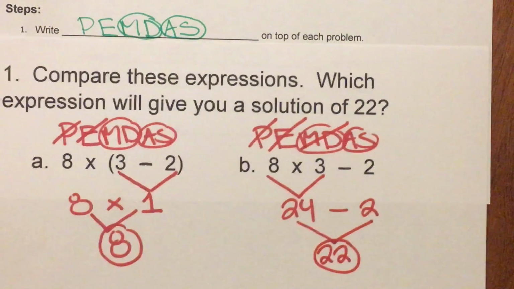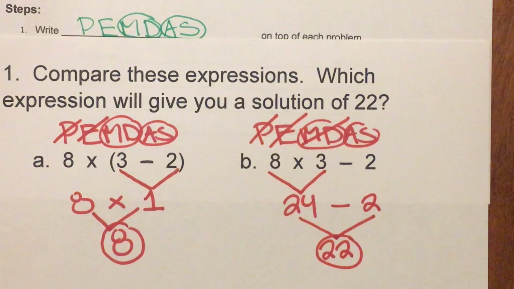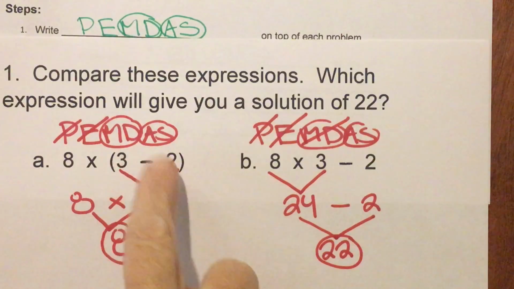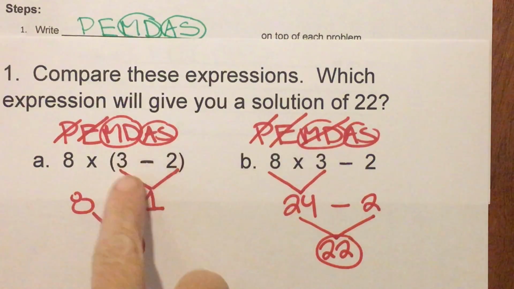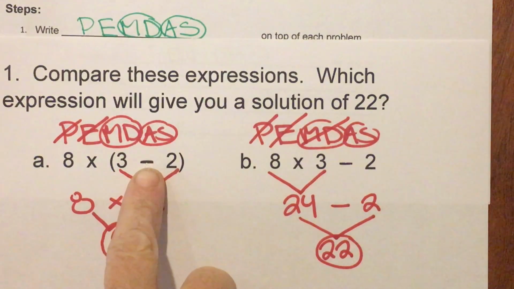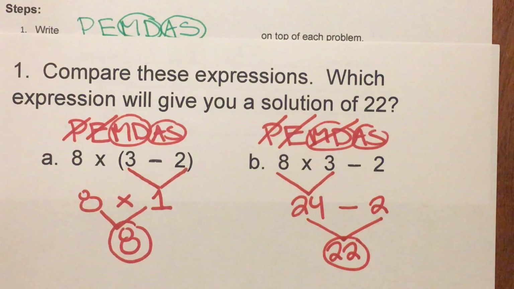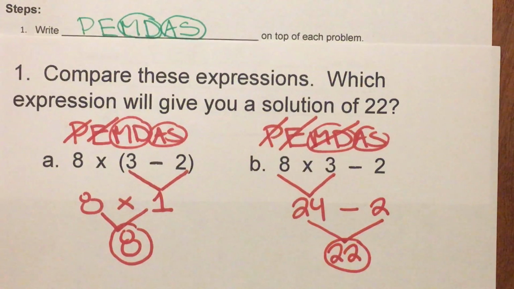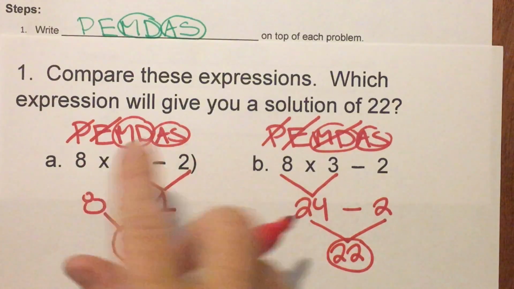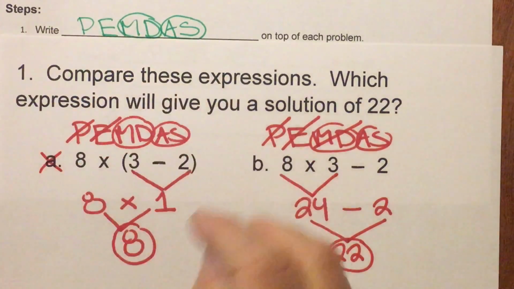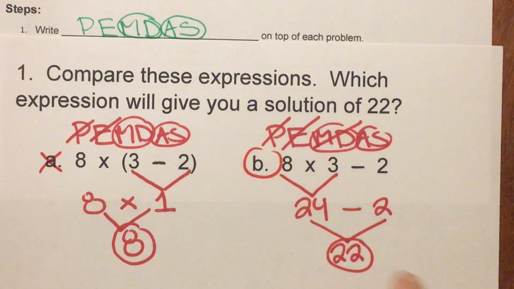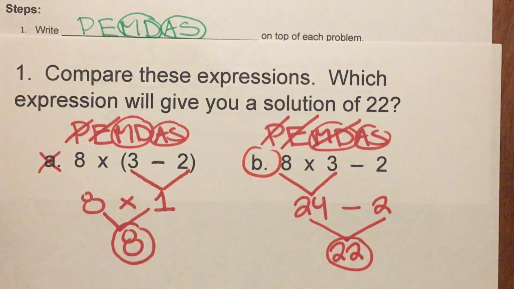So if you notice here, the problems were almost identical, but the parentheses made a huge difference because it told me I had to solve this first. So when you don't follow order of operations, you really could get very different answers. So my answer for number 1 would not be A because I only got 8. It would be B. This expression helped me get 22.